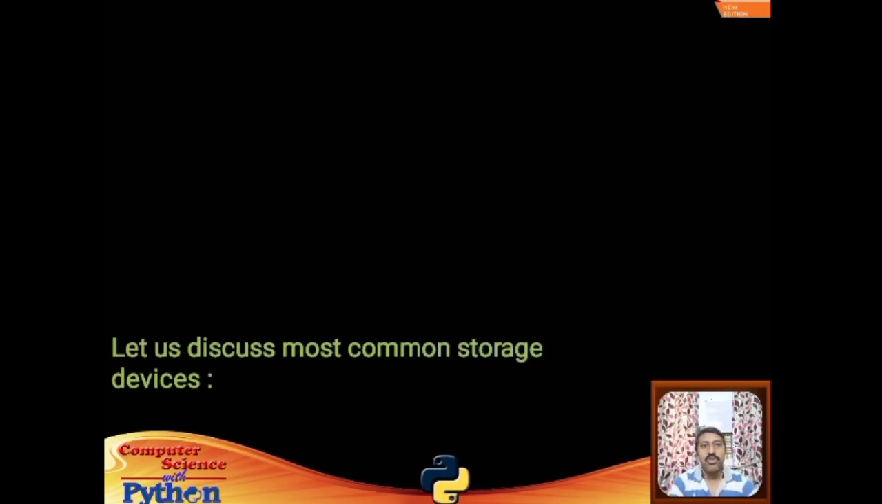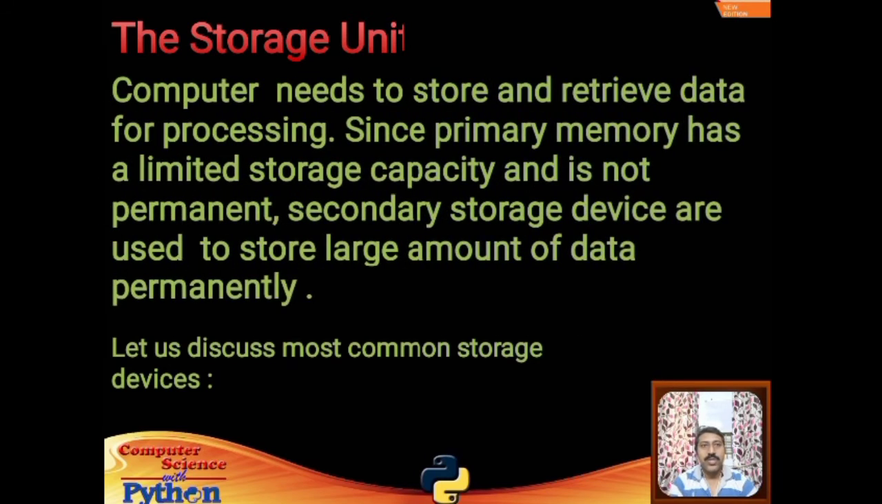Let us discuss the most common storage devices. What are the different storage devices? A computer needs to store and retrieve data for processing. Since primary memory has limited storage capacity and is not permanent, secondary storage devices are used to store large amounts of data permanently, because in primary memory we cannot store more data, just like in a mobile. That's why we need to use secondary devices so that we can store the data permanently, and more data also.